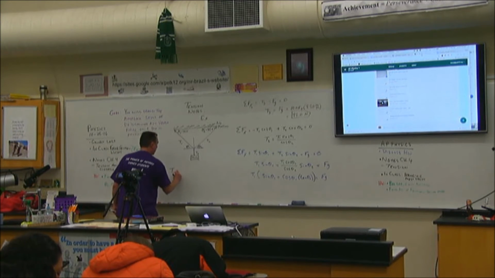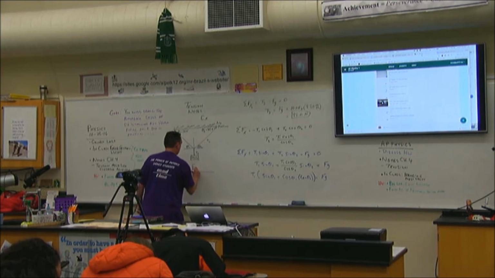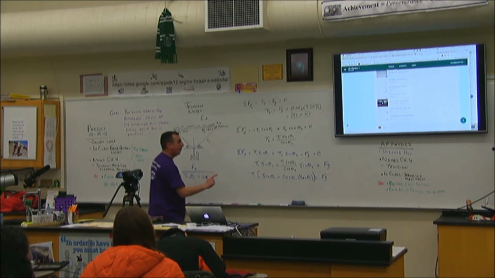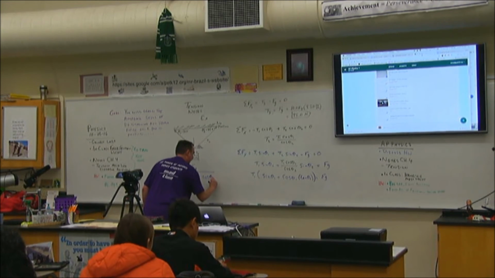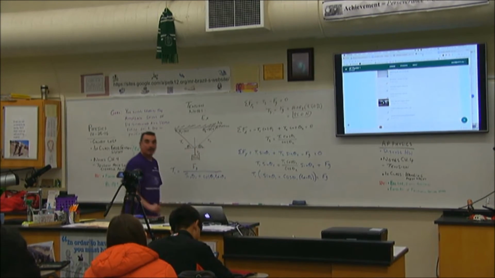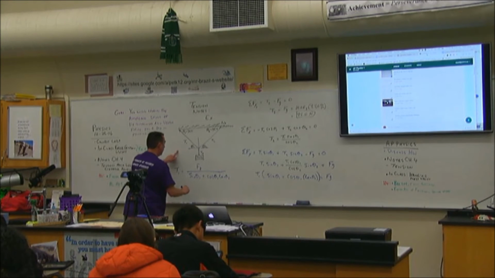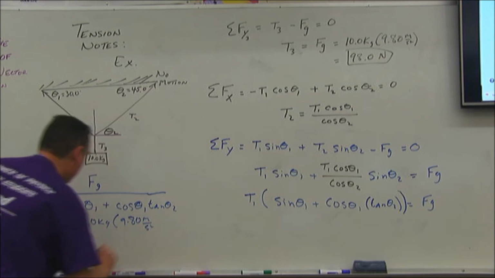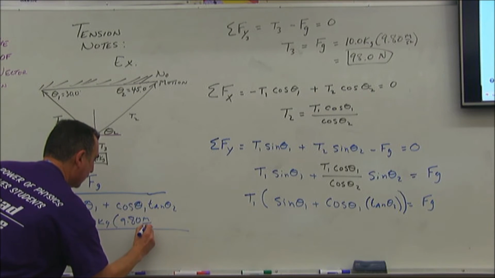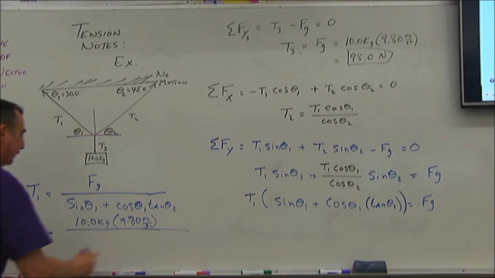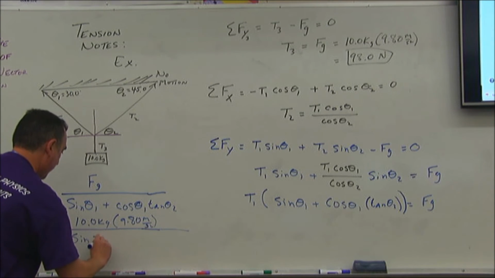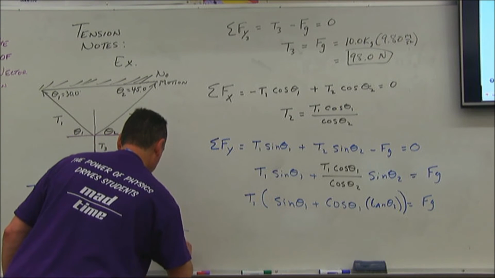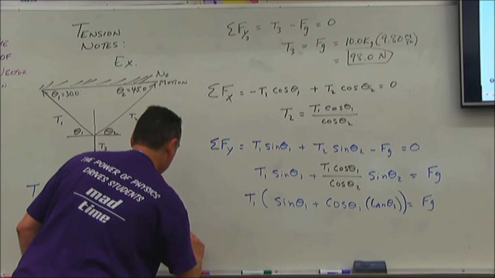So now T1, because we're going to plug in numbers, equals Fg over sine theta 1 plus cosine theta 1 tan theta 2. I've got to be careful because I mess up with this. That's a 2. So I want to make sure I got theta 1, tan theta 2 here. Okay, so we have Fg, 10.0 kilograms, 9.80 meters per second squared, divide that all out, over sine 30, cosine 30, and tan 45.